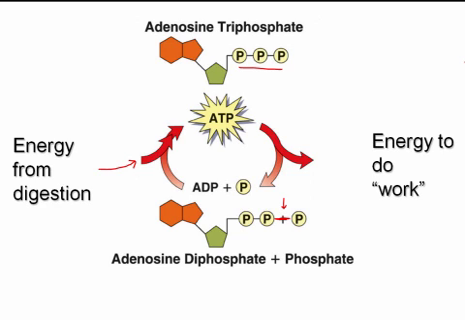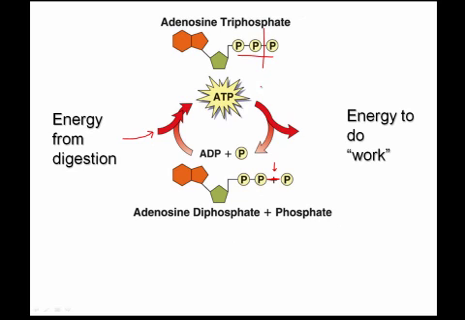So we're going to couple the exergonic digestion of food with the endergonic formation of ATP, and the energy that is required to make that third phosphate bond is now stored potential energy, and as the cell needs energy to do other things, it can break that third phosphate bond. Breaking the bond is exergonic, and that energy can immediately be used to drive some other endergonic reaction.